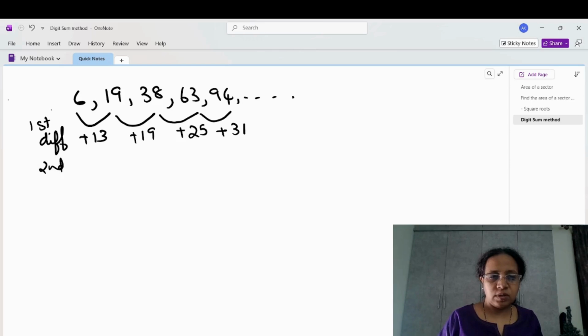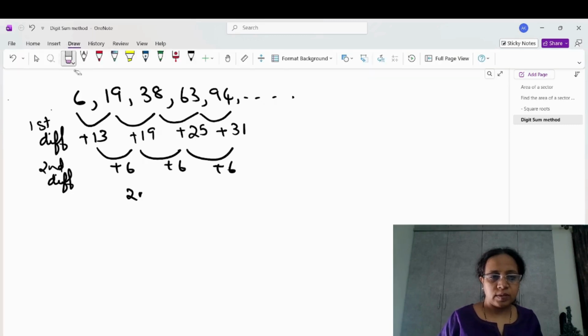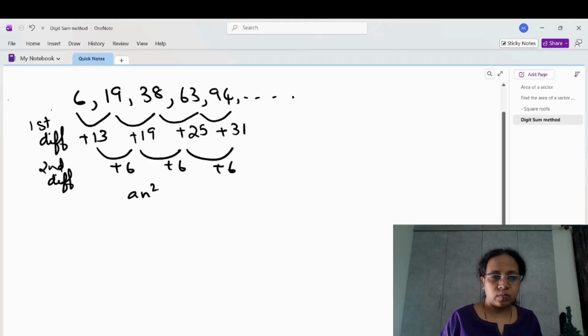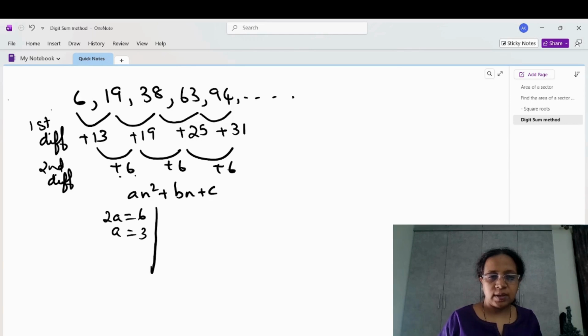Let's look at the second difference. That is 6 all across. Now, as you know, the formula for quadratic sequences is an square plus bn plus c. So now let's see how to find the values of a, b and c. So 2a is 6. a will be 3. We put it in the second difference.